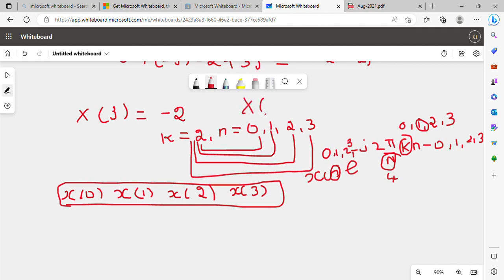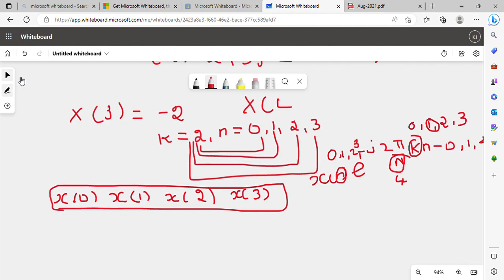Just a minute, this is for x of 2, students, I am really sorry. This is for x of 2, and if I take it for x of 3 now, I would be getting my resultant as what? That is equal to minus 2 minus 2j, right? This is what I get as my resultant.